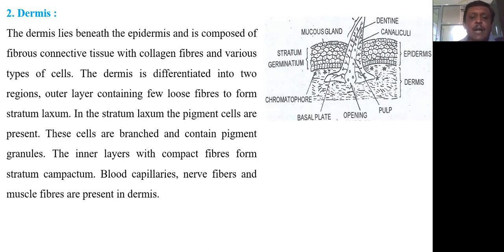These cells are branched and contain pigment granules. Here it is shown in the star shape, but generally these are branched and they store the pigment. The inner layers with compact fiber, the lower layers which have compact fiber, form the stratum compactum. So this lower one is stratum compactum and this upper one is stratum laxum. So you can say the dermis is differentiated into two regions, stratum laxum the upper part and the lower part is stratum compactum. The blood capillaries, nerve fibers and muscle fibers are present in the dermis region.